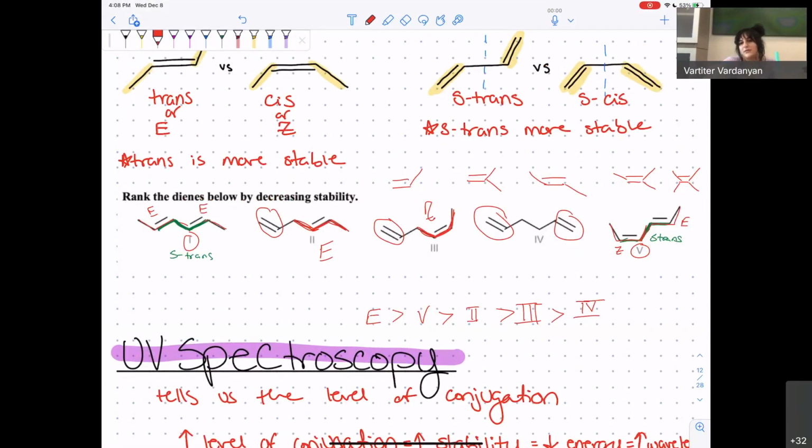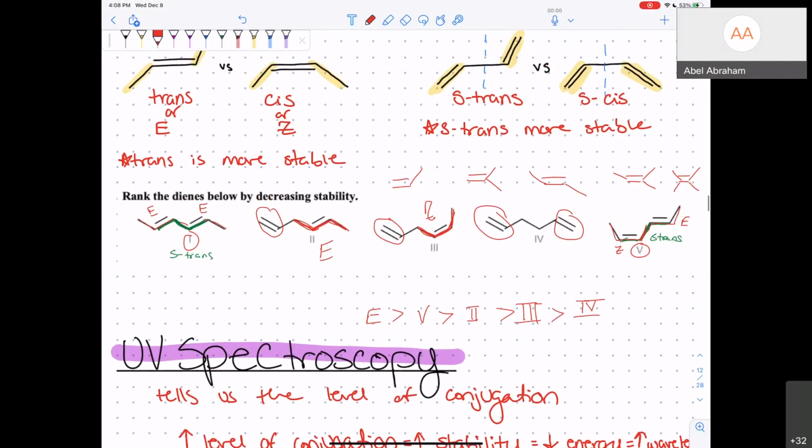Questions, comments, concerns? So 1 and 5, they're technically both S trans, right? Yes, they are both S trans. Because they're both the same, in order to find which is more stable is why we're looking at configuration instead. Exactly, yep. Okay, I got it. And usually configuration is going to be more important than conformation only because you can't really change the configuration. But you can change the conformation.